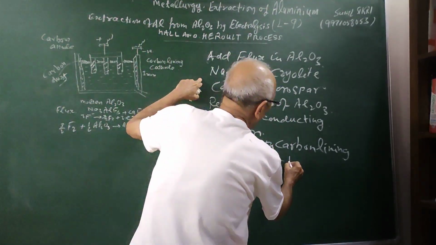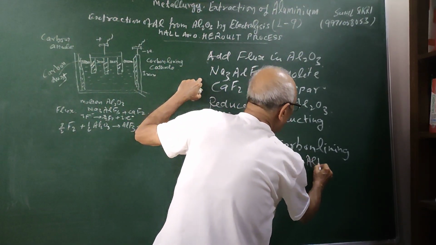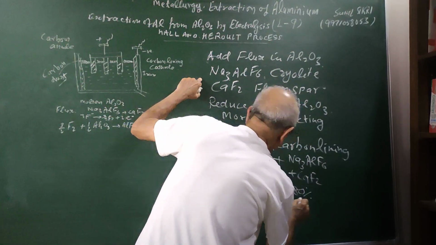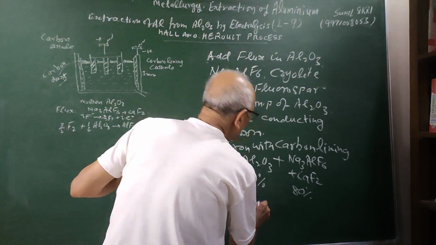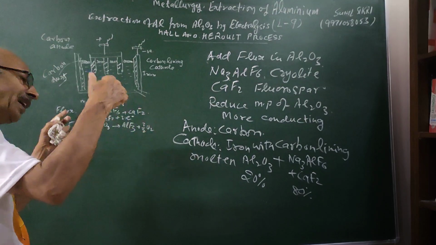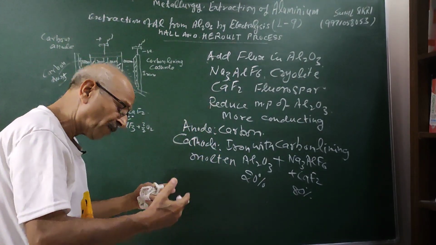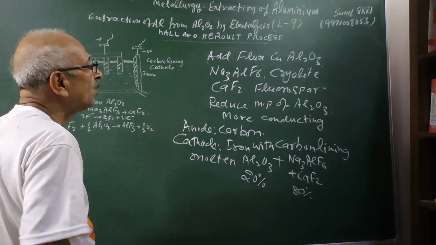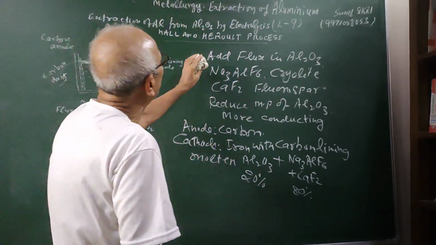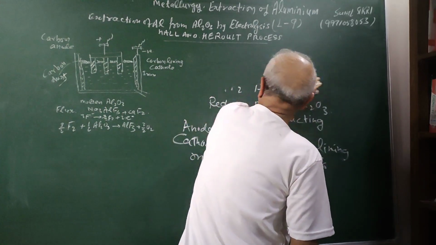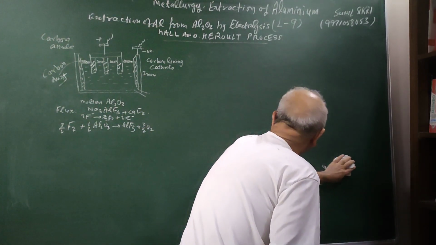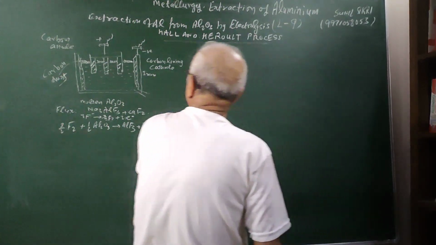what we are adding, Na3AlF6 plus CaF2. This is about 80% and this is about 20%. You can see that a large amount of these are added because the melting point is lowered by around 170 Kelvin, and also the conductivity becomes very high, and the electrolytic process becomes favorable and easy for us. And you see, the main thing is to make it as low cost as possible so that we can get aluminium at a lower cost.